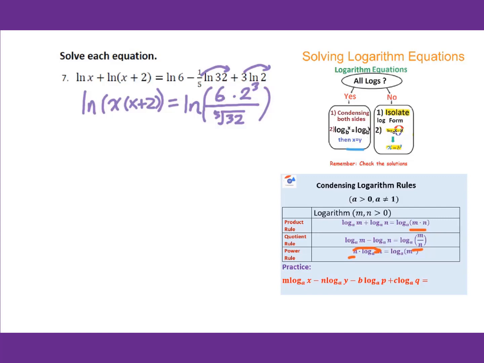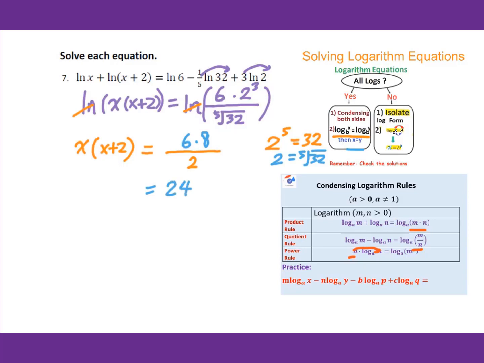Since we already got this format, the log is gone. You will get x times x plus 2. For the argument, the 5th root of 32 is 2, because 2 to the 5th power equals 32. Therefore, the 5th root of 32 equals 2. Then 6 times 8, since 2 to the 3rd power equals 8. Then 6 times 8 is 48, over 2 is 24.